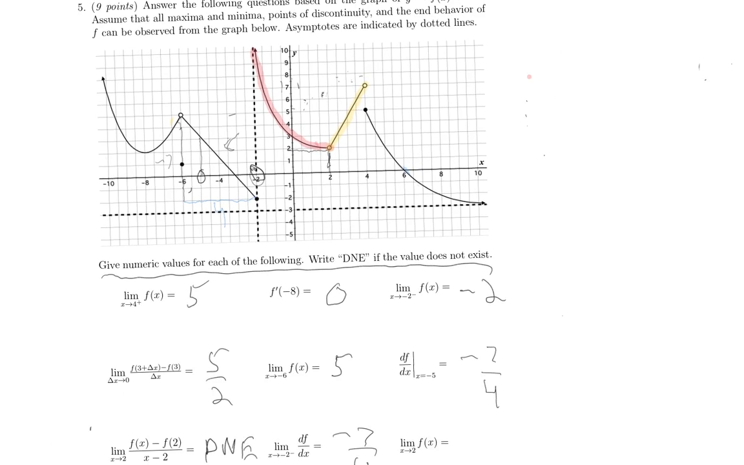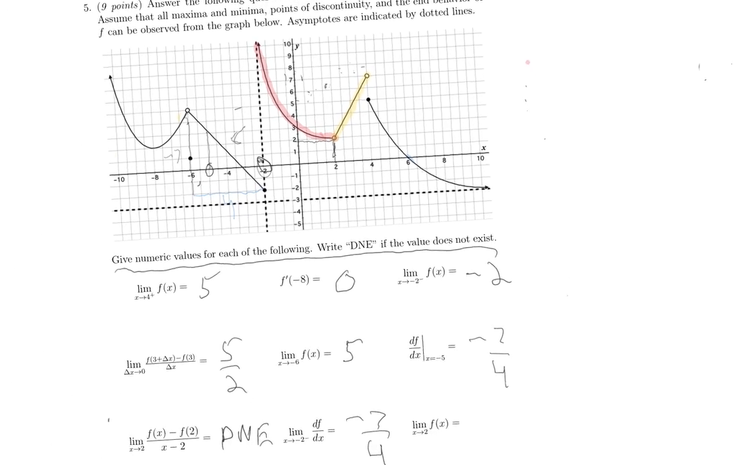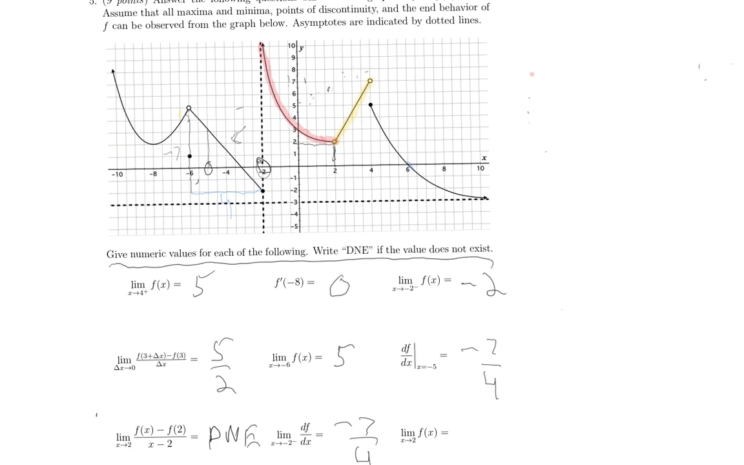So what we can do is use that information to conclude that the left-hand limit and the right-hand limit are equal. Thus, the full limit exists, and we can confidently say that it's 2.